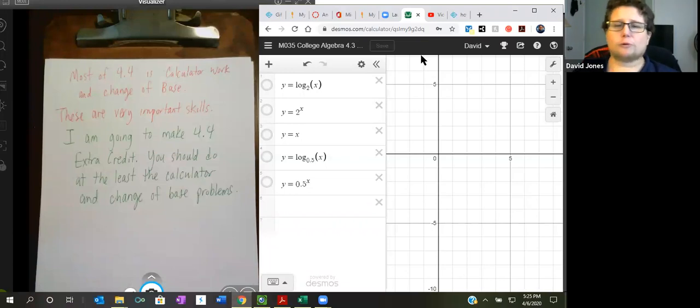That will cover 4.3 and 4.4. 4.5 is on solving equations that have logarithms and exponentials in them. We'll take a look at that. And 4.6 is on applications with logarithms and exponentials.